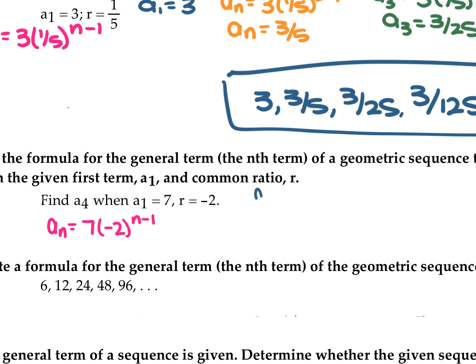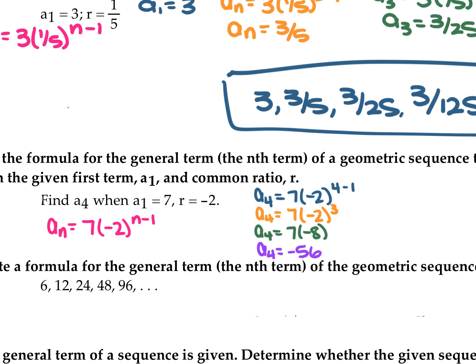So that means that a sub 4 is equal to 7 times negative 2 to the power of 4 minus 1. That simplifies to give you a sub 4 is equal to 7 times negative 2 to the third power, which is 7 times negative 8. And that means that a sub 4 is negative 56.